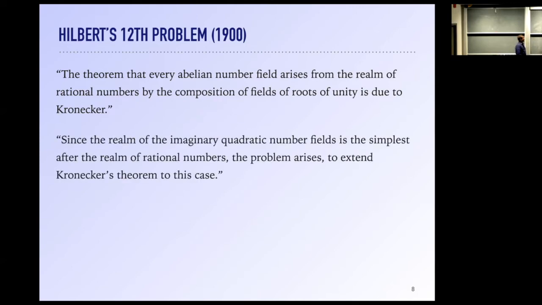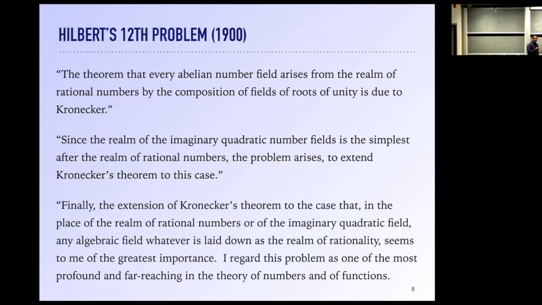But so the theorem that every abelian number field arises from the realm of rational numbers by the composition of fields of roots of unity is due to Kronecker. And since the realm of the imaginary quadratic number field is the simplest after the realm of rational numbers, the problem arises to extend Kronecker's theorem to this case. So as I said, they knew that this could be done already in Hilbert's time, even though it wasn't yet done at that point. It was really Kronecker's Jugendtraum to finish off this case.